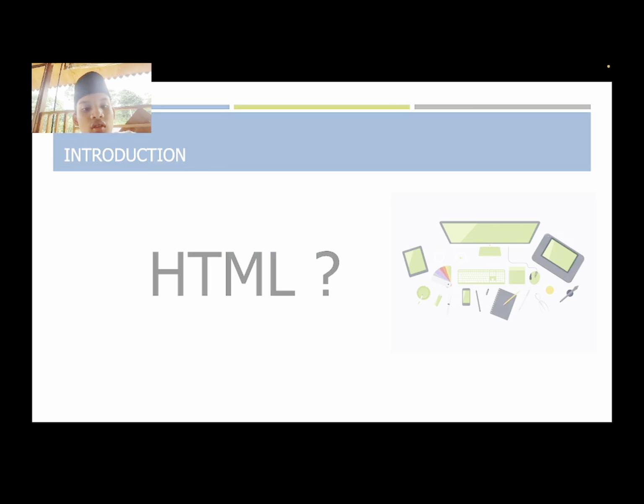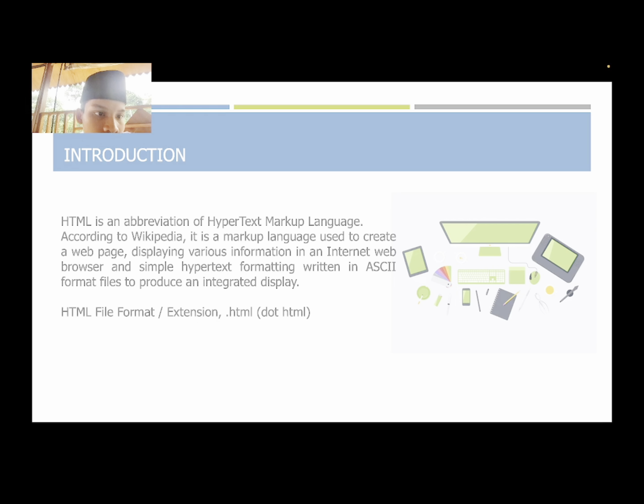What is HTML actually? HTML is an abbreviation of hypertext markup language. According to Wikipedia, it's a markup language used to create web pages displaying various information in the internet, web browser, and simple hypertext formatting written in ASCII format files to produce an integrated display.